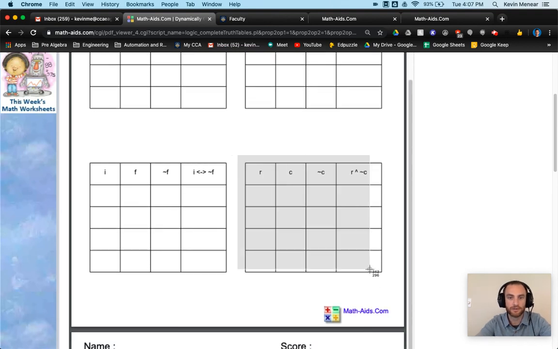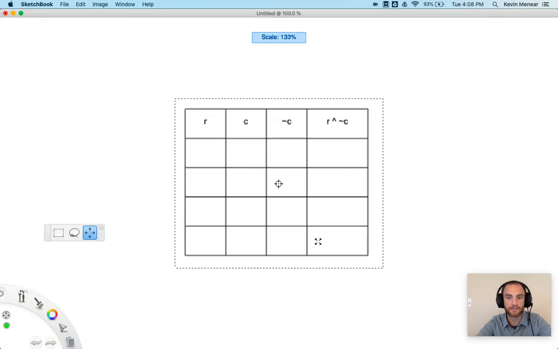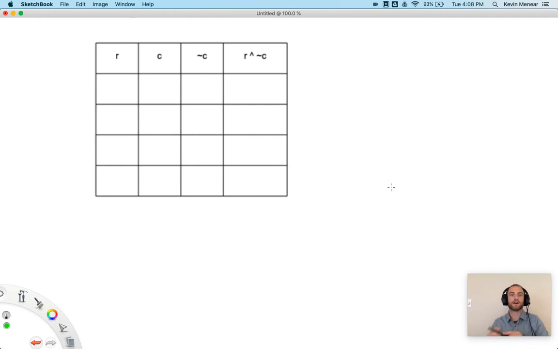Let's do an easier one just to give ourselves a mental break here. Okay. So, boom. R and not C. That's how you read that. All right, let's go ahead and fill in our first two columns.